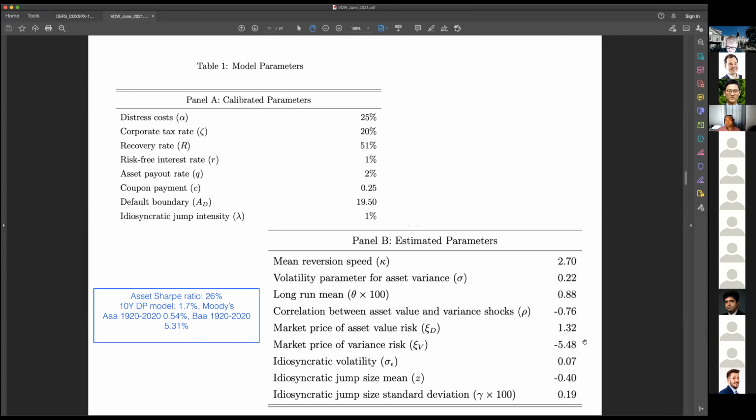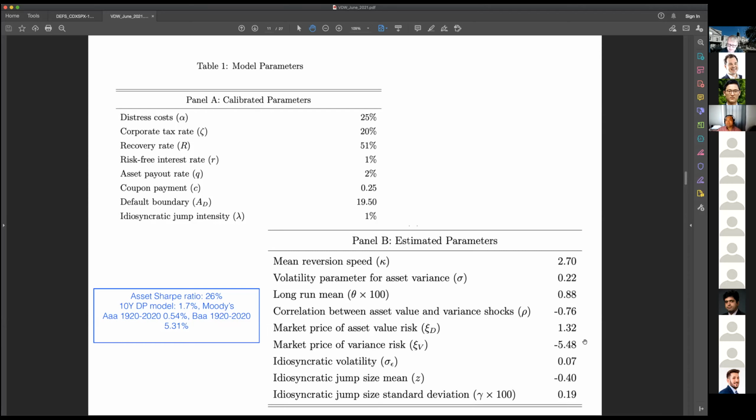And I guess maybe what I should also mention is that given the way we do the estimation, we can pull out things like default probabilities and Sharpe ratios. And just to show you that we're not kind of forcing the model to bend over too far, we have an asset Sharpe ratio of just shy of 30%, which I think is okay. Our 10-year cumulative default rate in our model is 1.7%.